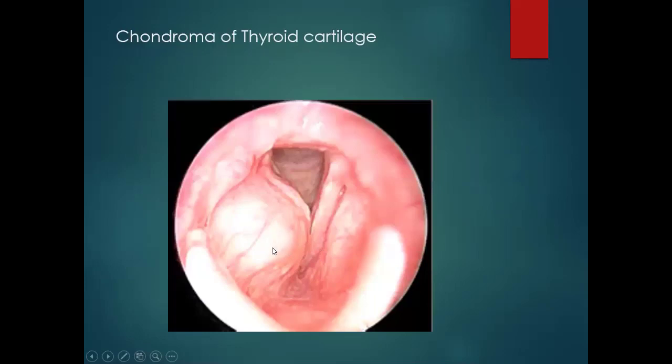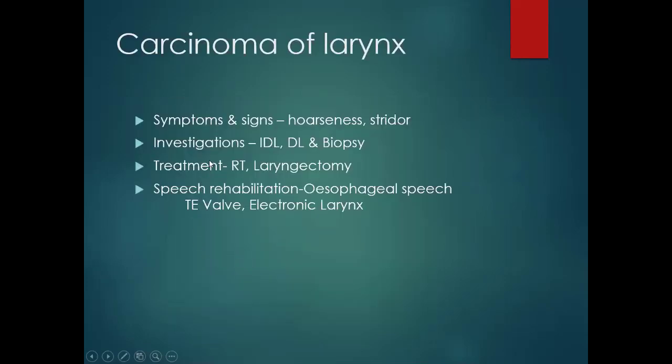It's a picture of a chondroma of the thyroid cartilage, a smooth swelling above the level of the vocal cords, and the vocal cords got pushed medially. So carcinoma of the larynx in the early stage can present with hoarseness of voice. Hoarseness is common even in benign conditions of the larynx. And in the worst cases, when the tumor has expanded and caused airway obstruction, they can present with stridor. Investigations can examine most of the problem. Direct laryngoscopy and biopsy can be done to confirm the diagnosis.